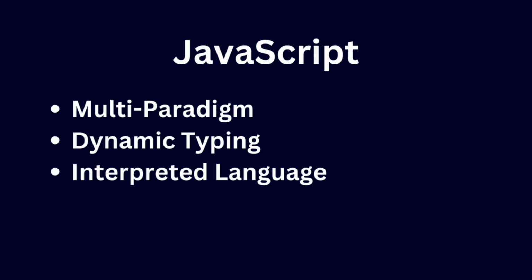So its key characteristics, first being multi-paradigm. JavaScript supports multiple programming styles, giving developers flexibility in how they structure their code. Dynamic typing. Variables can hold values of any type, and their types can change during execution. Interpreted language. JavaScript runs directly in the browser through a JavaScript engine. Modern engines use just-in-time compilation for better performance.